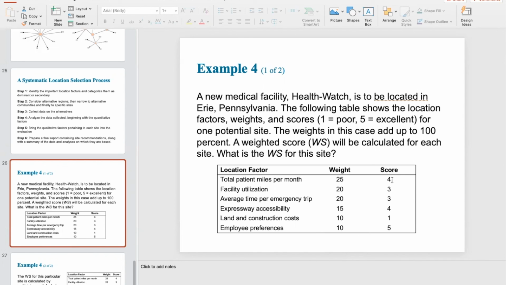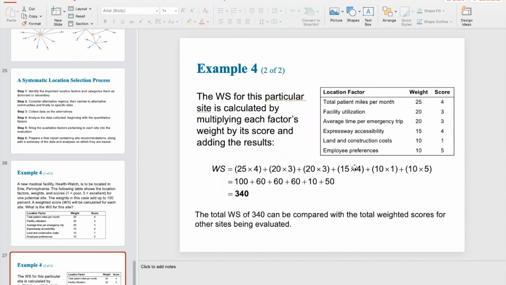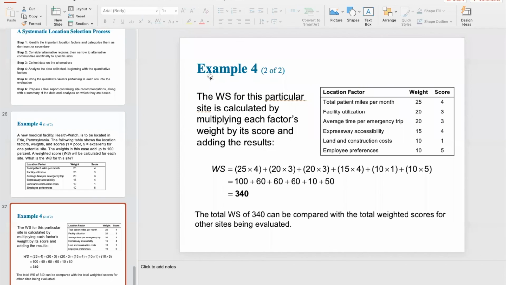Now, this is the score within this specific factor dimension for this specific site. So in this site, the score is 4 according to the total patient miles per month factor. Then how do we calculate the corresponding weighted average score? Very simple. We already showed the corresponding process. In order to calculate the weighted average score, we need to multiply the weight with the corresponding score for every row, and then we simply add them all up to get the result, which is 340 for this specific site.